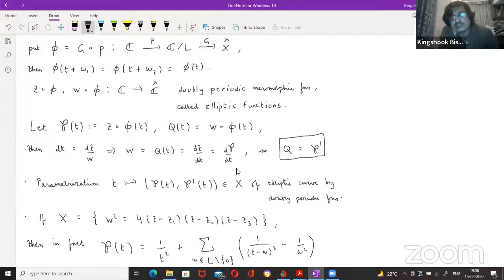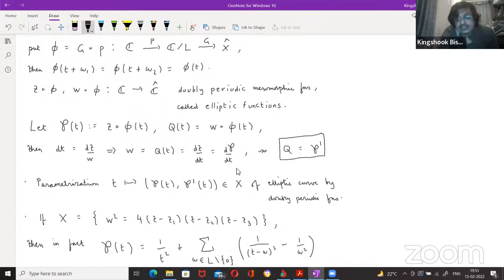So just like we had cos and minus sine for the complex circle, W squared plus Z squared equal to 1, here we get a parametrization t maps to P(t), P prime(t). Okay, so this is a parametrization of the elliptic curve by doubly periodic functions. Right, so this is the uniformization of the elliptic curve that we were looking for. And it comes by inverting an abelian integral, just the same way that trigonometric functions, cos t, sin t, come by inverting an abelian integral.